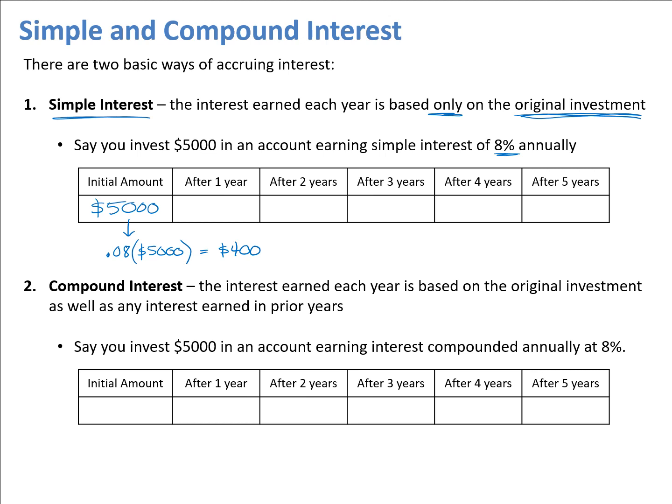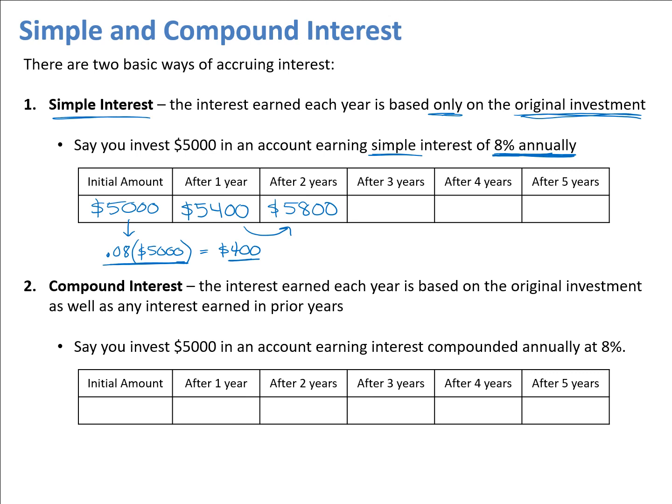So after 1 year we'll have what we started with, which is the 5,000. We'll also have $400 in addition to that. Now, another year goes by and we continue to earn interest because we're going to earn this 8% every year annually. But the interest, when we talk about simple interest, is always based on the original amount. So it's still going to be 8% of $5,000. So we're going to earn another $400. So $400 added on to 5,400 is 5,800.